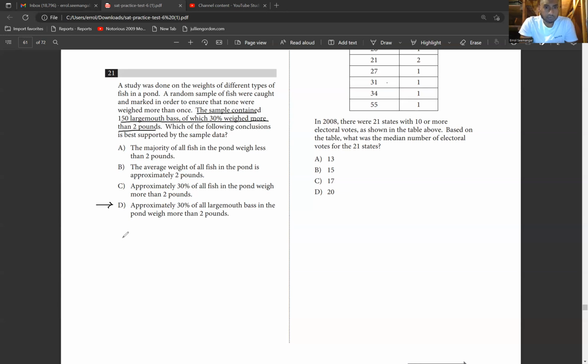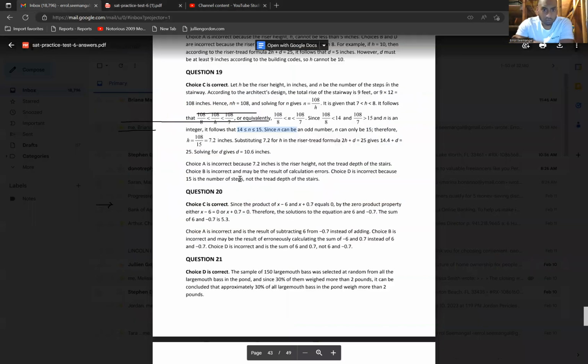Yeah. Approximately was C. Why is it not C? Approximately 30% of all fish. Because they only focused on the largemouth bass. Yep. And why is it not B? Average weight of all fish in the pond is approximately 2. Kind of the same reason. It can't be B. They only focused on largemouth. The majority of all fish in the pond, yeah, it's D. Let's go back to that answer. 21D, yep.